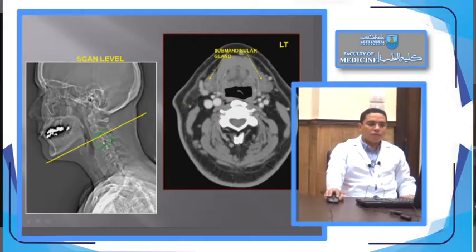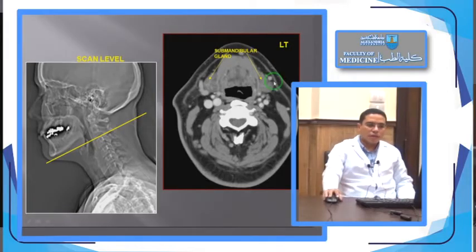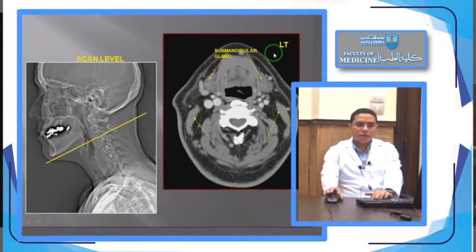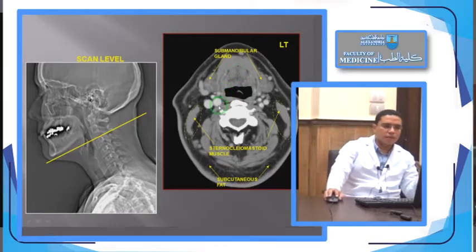And backward, as we go backward at this level, we have two structures here. They are running laterally in the neck from upward downwards. What are these structures? These are the sternomastoid muscles, okay? And this is subcutaneous fat, not a big deal.